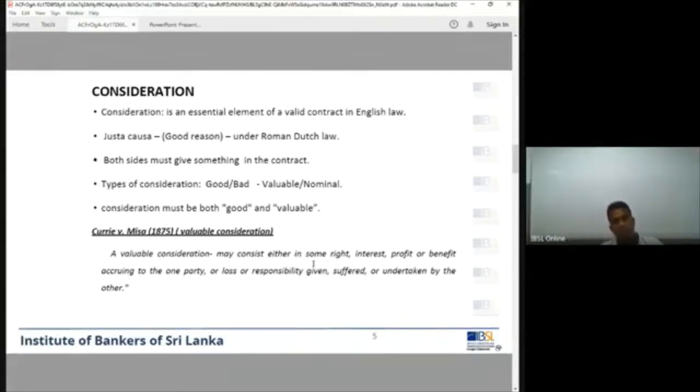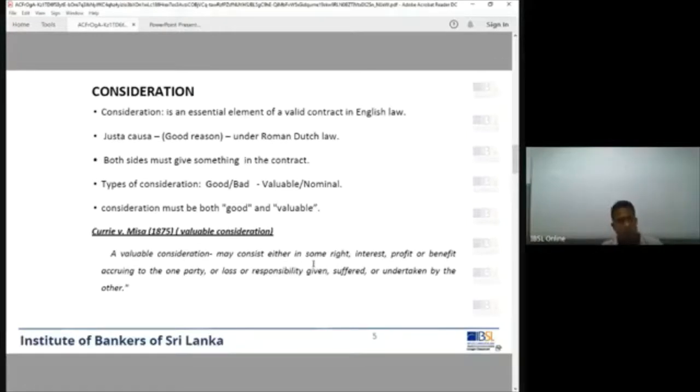So therefore, even though the consideration is not passed, even though the value is not passed, there is a good reason, there is a justa causa, so therefore the gift is valid. That is the difference between the consideration and justa causa. So you have to see whether the contract is governed by English law. If it is, consideration applies. If it is governed by Roman Dutch law, you don't need to bother about the consideration. You have to see whether there is a justa causa or a good reason.